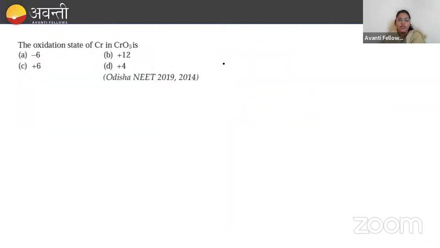Next question. What is the oxidation state of chromium in CrO5? So this molecule, we must remember the structure of this molecule, and only then will we be able to accurately determine the oxidation state for this chromium atom present in this molecule. So this CrO5 has a butterfly-like structure.